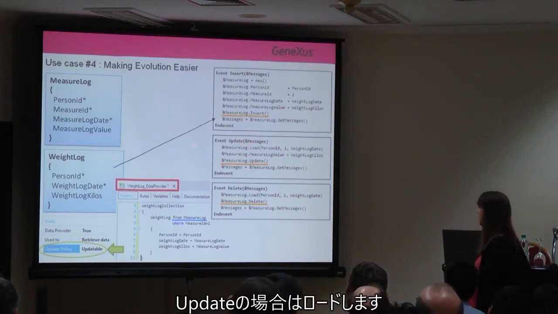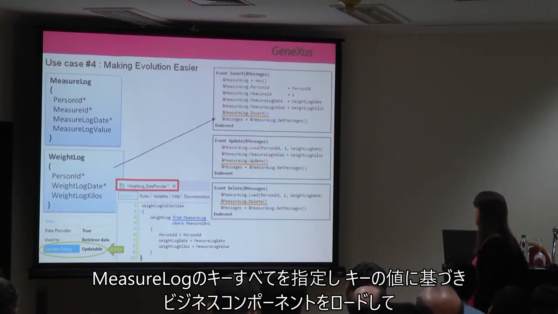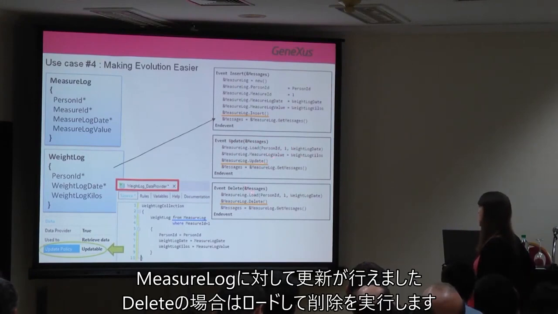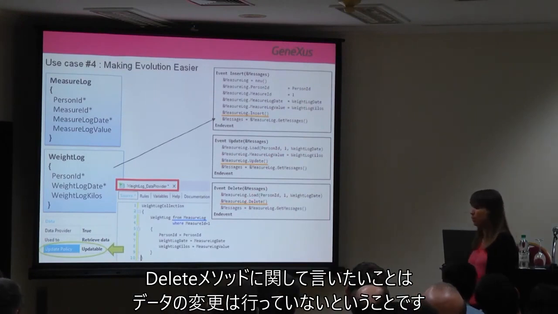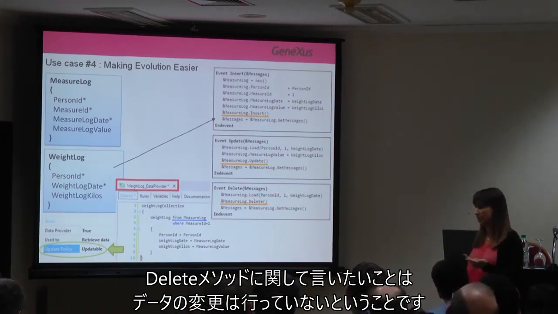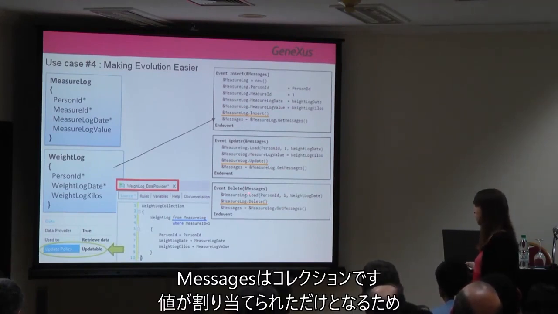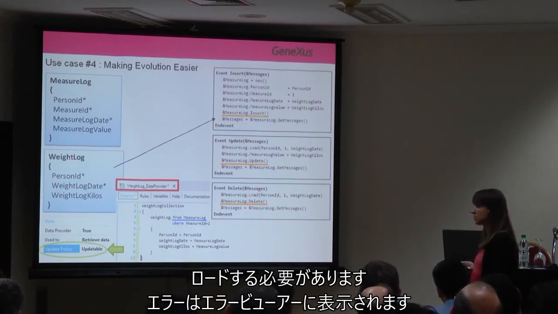Here in the case of the update, I put load, so here I have a key, and I do load in the business component, putting the whole key and one to complete it. And then I change the kilos for the measure, and I update. And in delete, I load and delete. With regard to the delete method, what I have to tell you is that it has not changed because it's a method that already exists and not like the insert or the update. It has not changed. Collections does not apply. It is necessary to load. And this is so that the errors come up in the error viewer.